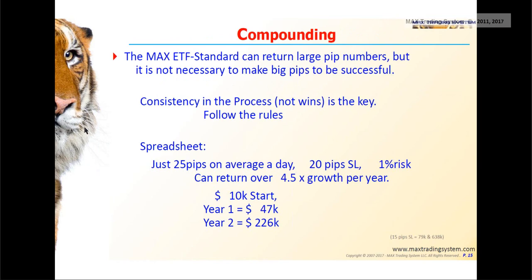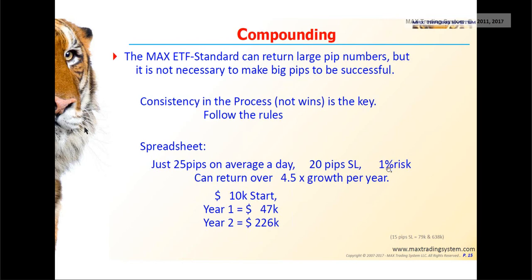Yep, I can. So what we showed you, in the first example, I showed you something like 29,000 pips from a daily chart. You don't necessarily need to get these large numbers to be successful. If you're trading every day, for instance on the 5-minute chart or even the 15-minute chart or the 30, it's consistency in the process, not consistency in the wins, that's the key thing. So Craig, if he hasn't done it already, will be sending out a spreadsheet which shows the effects of compounding.